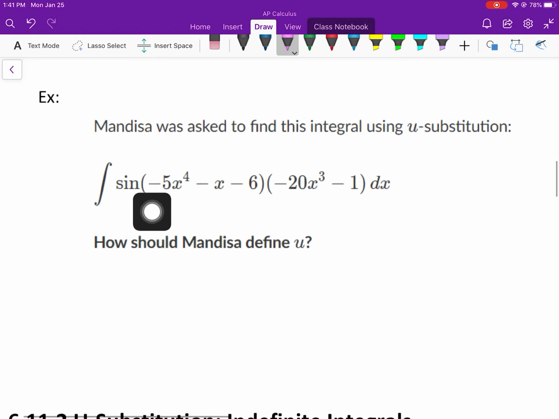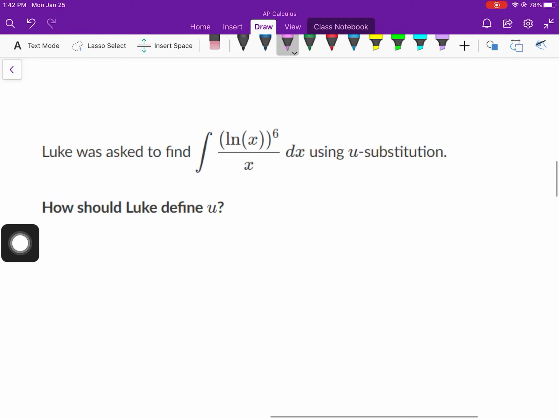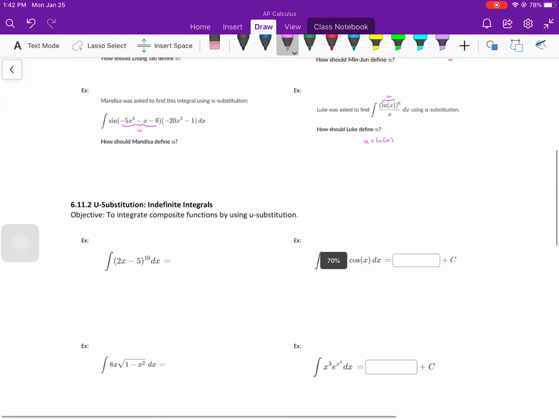Okay, there's no exponent here, but notice the inside of the sine function. That's usually an indicator also that it's an inside function. So that's going to be our u. And you'll notice the derivative of this will give us what's here that will cancel that out. And last, once again, you see the exponent there. That's going to be our u. You see the exponent is to the 6th power. So natural log of x is going to be u. Because then it'll be u to the 6th power. And you'll see how that's going to cancel out that x on the bottom and make things kind of nice.